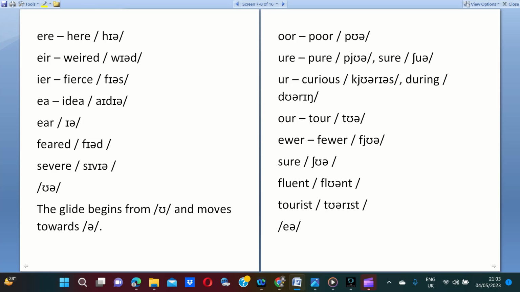Here, this is the yeah sound. It is also front to central position. The glide happens from front to central position. The unrounded position. What is the position of our lips? Unrounded. Here across all the diphthongs, all these OA sound, EA sound, the previous sounds, all are diphthongs. A diphthong is a combination of two vowel sounds.